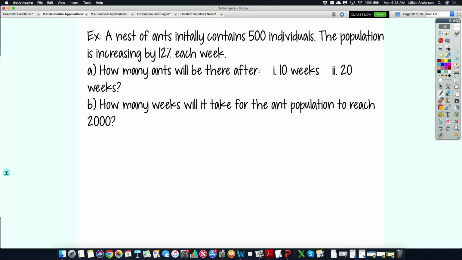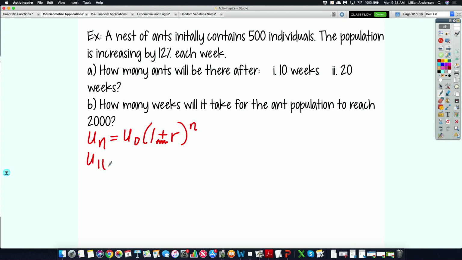So, what key word is in this problem? Initially, which means we're going to use the formula U sub 0, 1 plus or minus r. Now that plus or minus basically indicates whether or not you are adding or subtracting these number of ants. What are we doing? We're adding. So then that means we're going to basically do 1 plus our rate. So if I want to figure out how many ants will there be after 10 weeks, that means that 10 is going to represent one part of this formula.